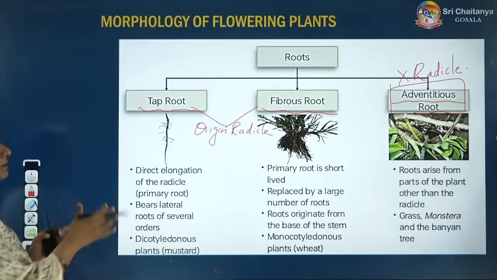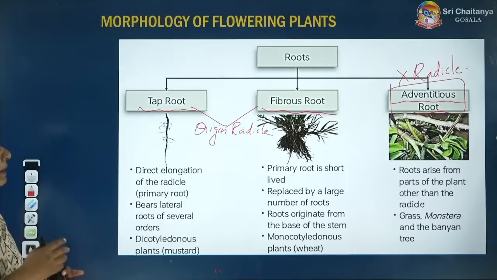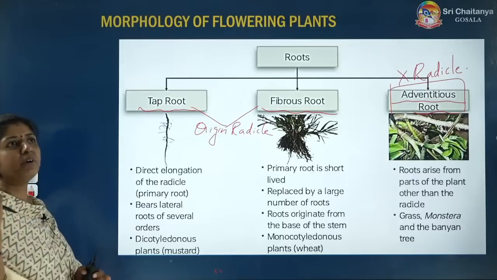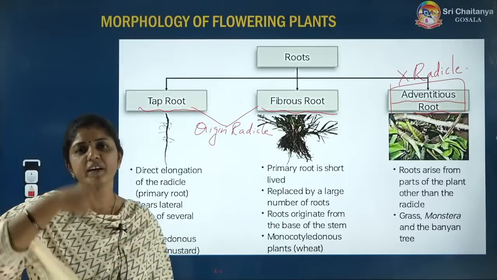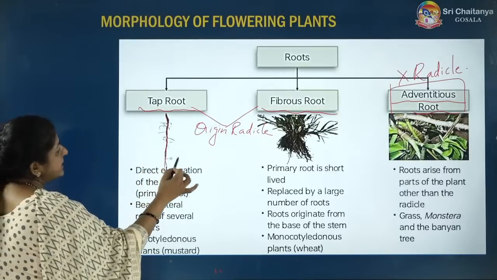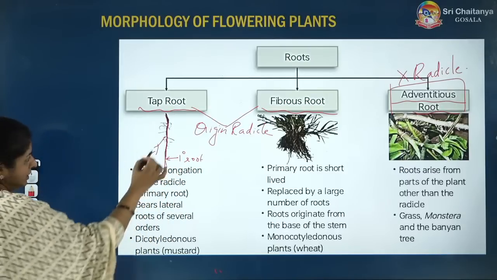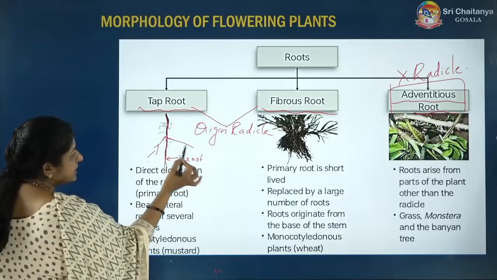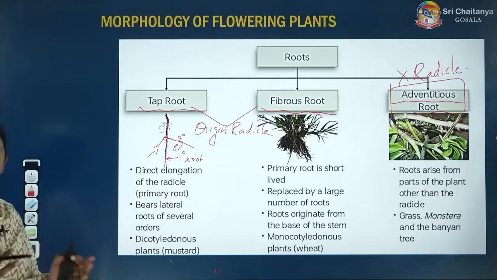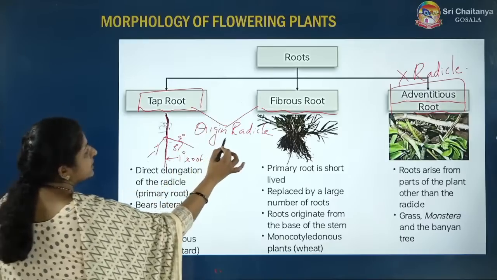Then what is the difference between taproot and fibrous root? I hope you have seen mustard or mango. In the young stage when you take it out, you will find the central main root, which you call the primary root, and it has branches and sub-branches. Primary root is this, secondary level is this, tertiary is this. They keep on branching and rebranching. Such a complete system you call taproot. But the origin is radicle.